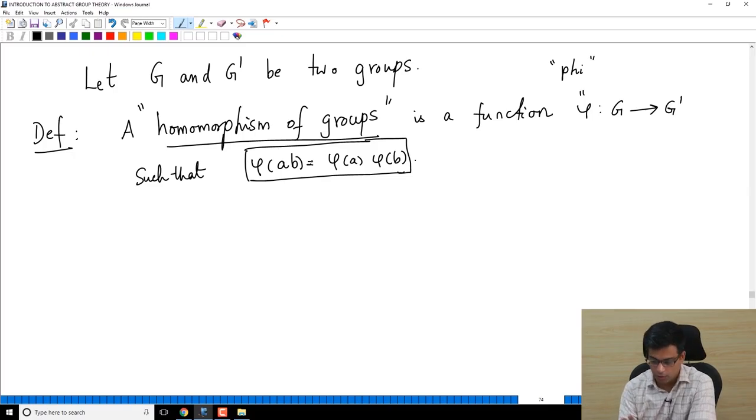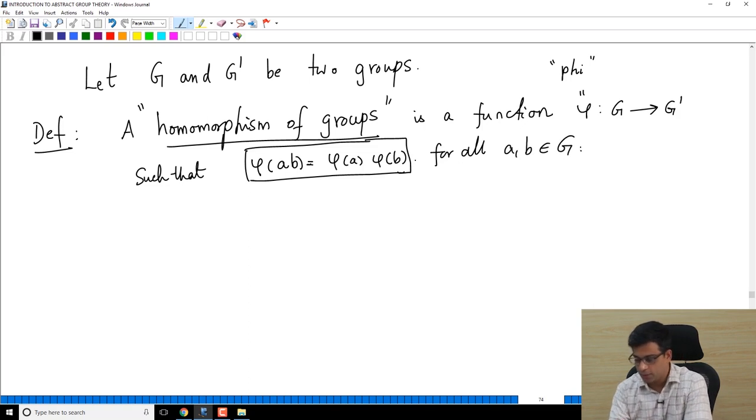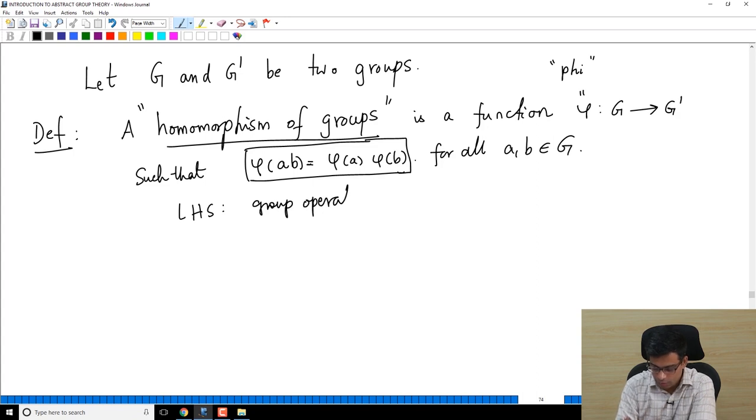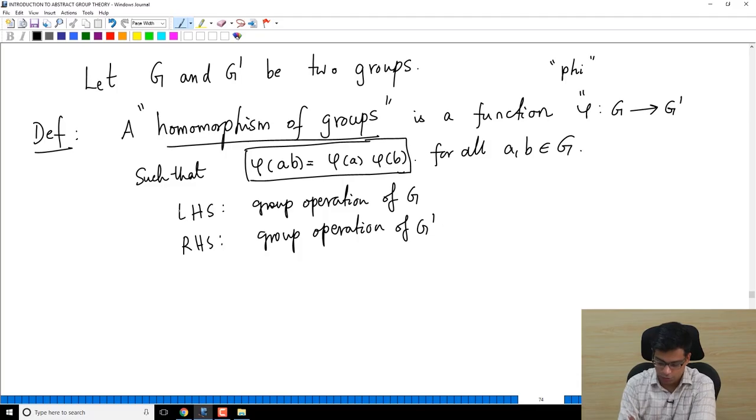Okay, so let's just recall our convention here. When I write AB, remember this is for all. What are A and B? You have to ask. This is true for all A and B in G. So A and B are elements of the group G, the domain group. And in the bracket here I have AB, which means A times B in the group G. I apply the binary operation of the group G to A and B. Phi of A and phi of B are elements of the group G prime. And here I write phi of A times phi of B, and that really means that I am applying the group operation of G prime. So on the left hand side the group operation of G is being used, and on the right hand side the group operation of G prime is used. Okay, so let's keep this in mind.